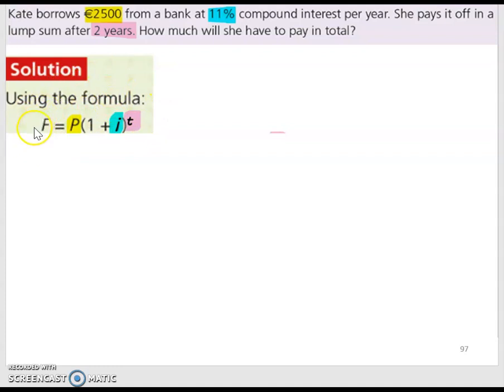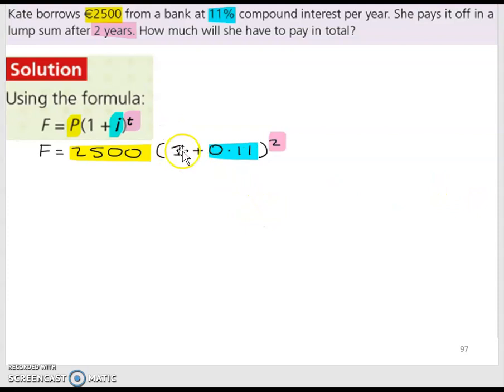F, the final amount, is equal to P, the principal amount, multiplied by 1 plus I, interest, all to the power of T, time. So P, the principal amount, is €2,500. We got that in the question. That's the amount she borrows. The I is 11% interest. Changing a percentage to a decimal, we divide by 100. 11 divided by 100 is 0.11. So be careful with changing your percentages to decimals. And then T, the time, is 2 years. And then 1 plus 0.11 is going to be 1.11.